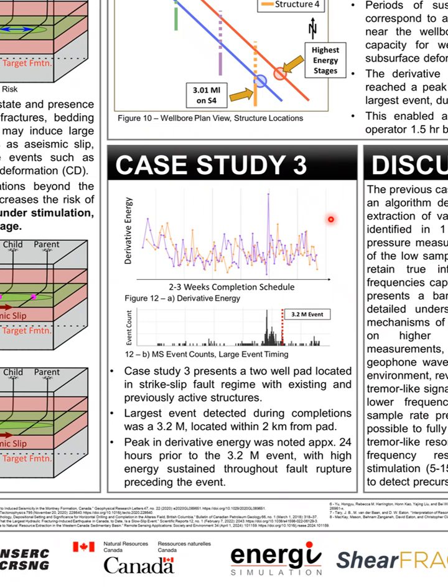It's believed that the deformation on the near wellbore structure induced a stress change on the further offset fault, which triggered it to fail with a larger rupture at a 3.2 magnitude event. The near wellbore fault structure had several events, some of which were in the range of 2.5 to 3 magnitude.